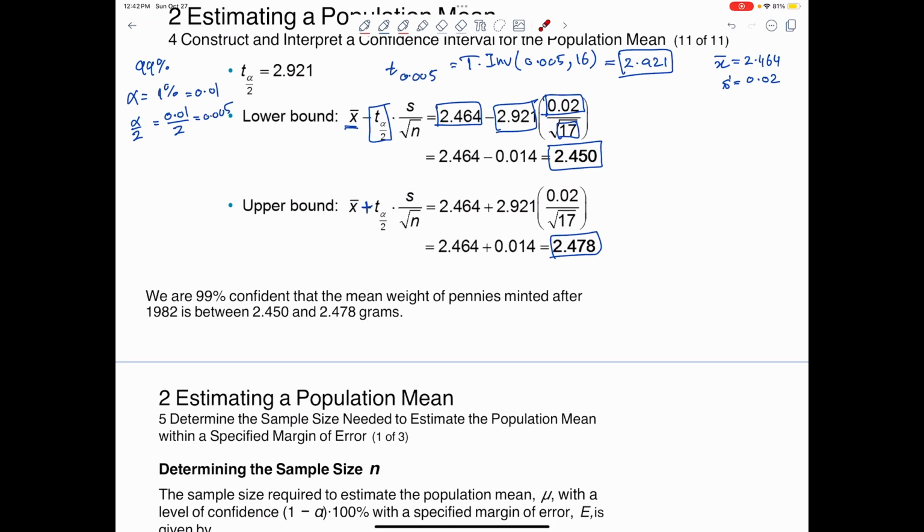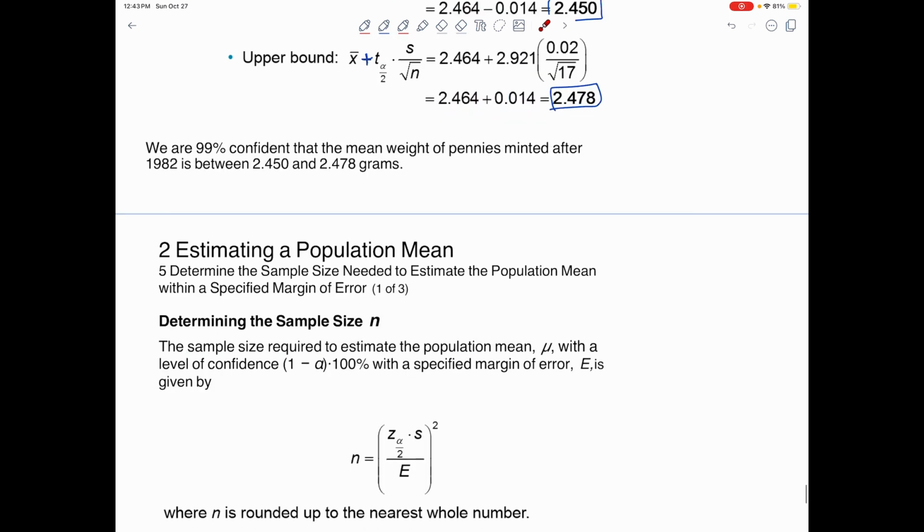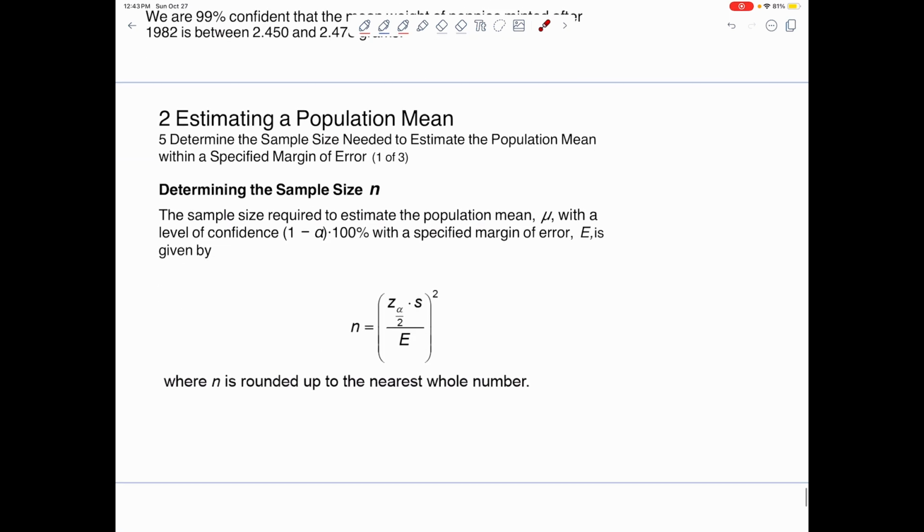So the interpretation goes as follows. We say we are 99% confident that the mean weight of pennies minted after 1982, here we're talking about the population mean, is between 2.450 and 2.478 grams. So we're 99% confident that the population mean weight of pennies is between the lower bound and the upper bound of our confidence interval. And that is how we compute the confidence interval.